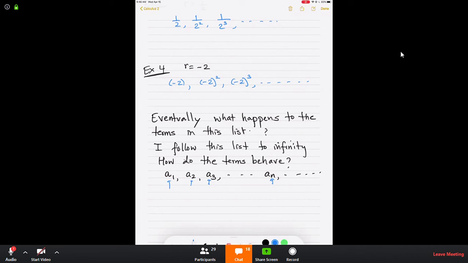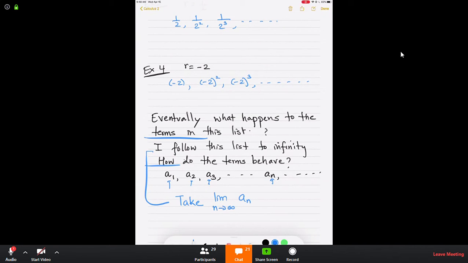So what mathematical concept am I talking about? I want to know the behavior of these terms as they go to infinity, which means we are talking about what? There we go. If you want to answer this question, eventually what happens, then you are supposed to take the limit as n approaches infinity of an. Why an? Because an is the nth term of the sequence.